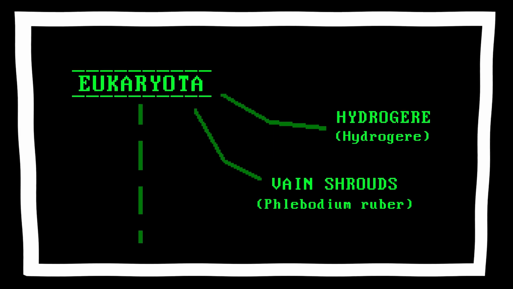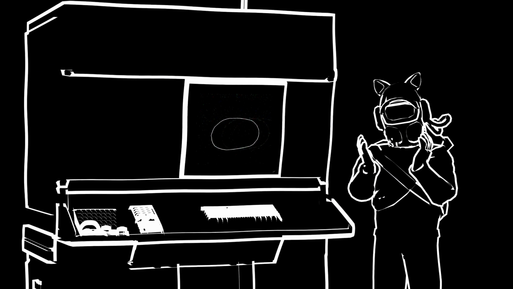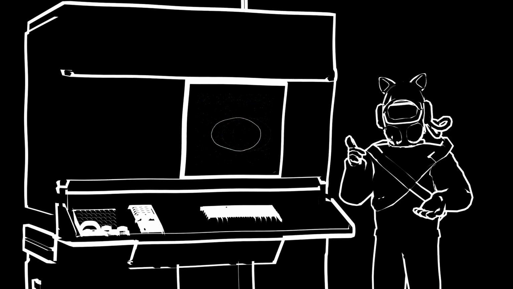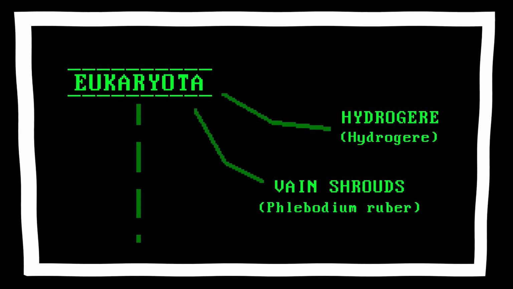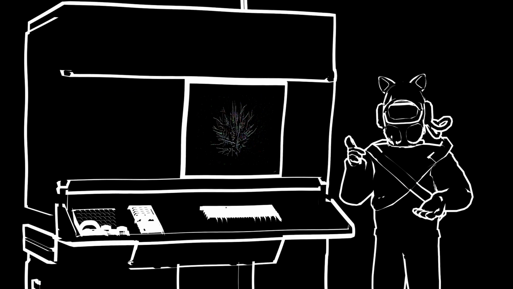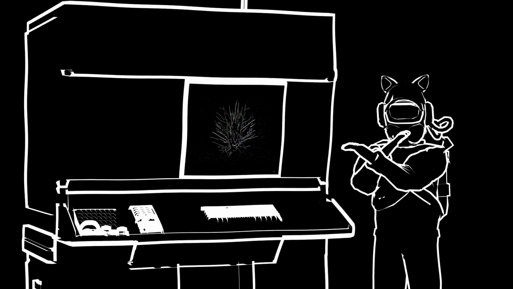Eukaryota basically classifies all living things, and the reason that we have the hydrogear branching off is because it is more of an amoeba of some sort than a multicellular organism, and it just doesn't fit with anything else. The vein shrouds are, of course, plants, Phlebodium ruber. They are not animals, they don't have backbones or jaws or anything like that, so they don't fit in with anything else either. They're in their own little area.